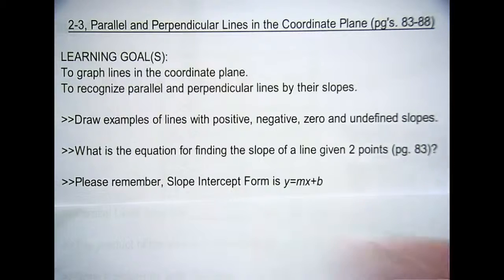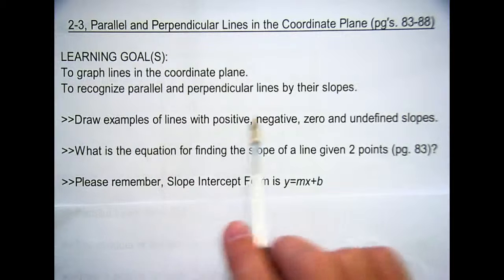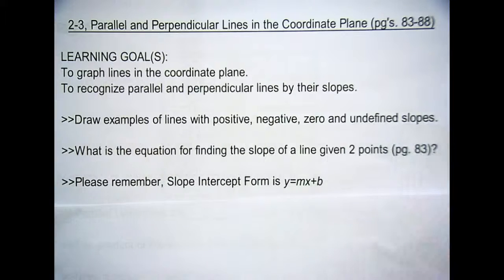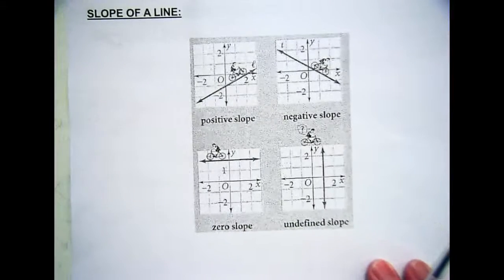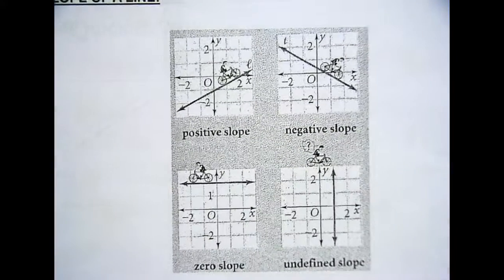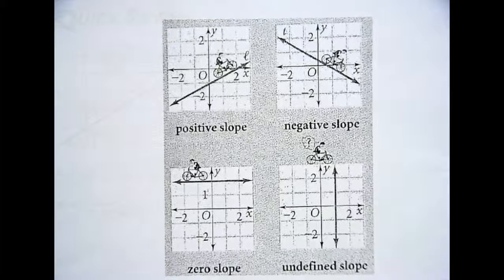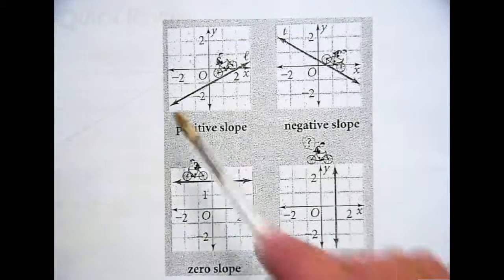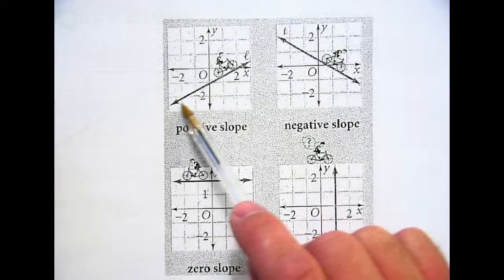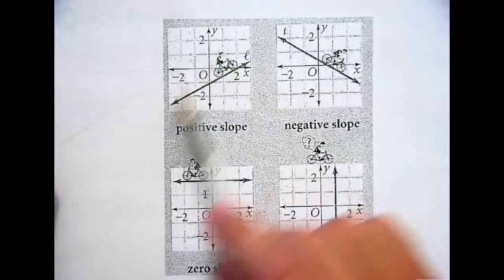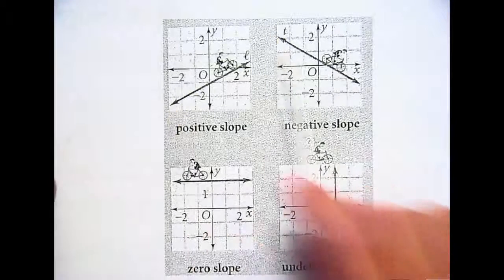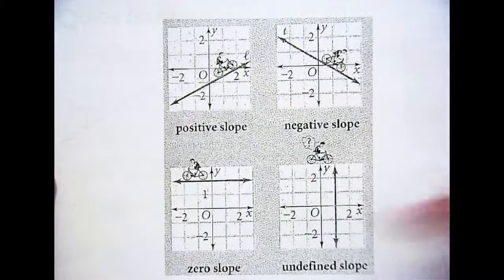So first thing we need to do is review slopes. So positive, negative, 0, and undefined slopes. Hopefully you were able to use this as your reference out of your book there. A positive slope, if you're reading slope, you read it from left to right. So a positive slope increases from left to right. It's like a book. Whereas a negative slope decreases from left to right.